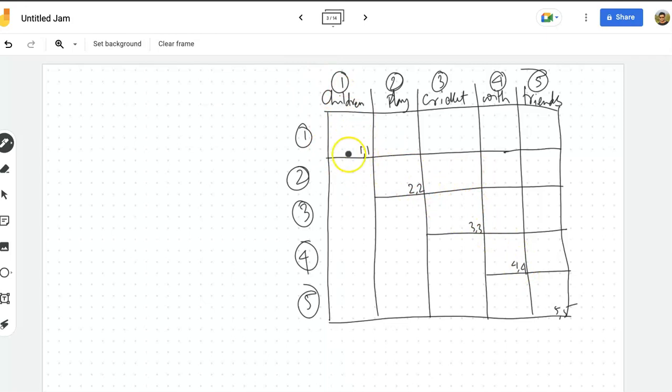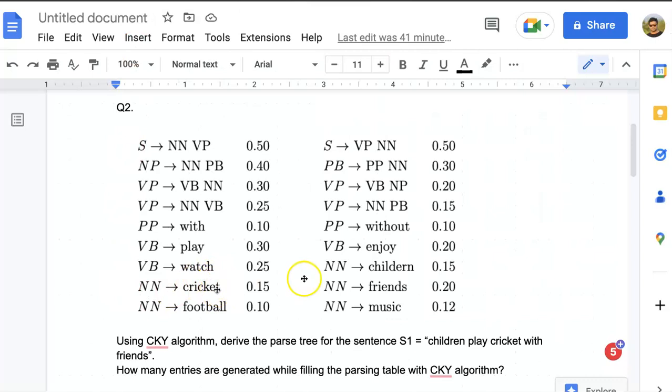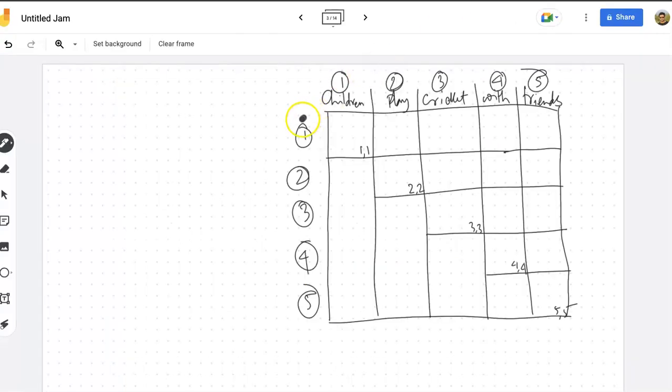So first fill up the cell 1,1, which is "children". What productions can go to children? If you see in the table, there is only one production, which is NN to children, with probability 0.15. So I'm just writing NN. You can write the probability, or you can ignore it. So it is 0.15.